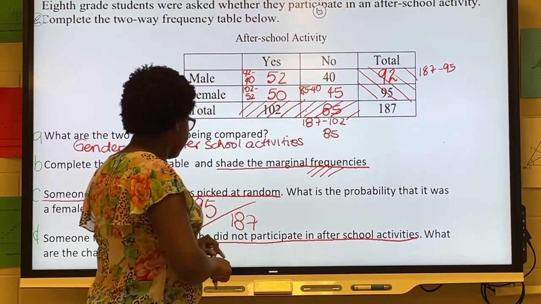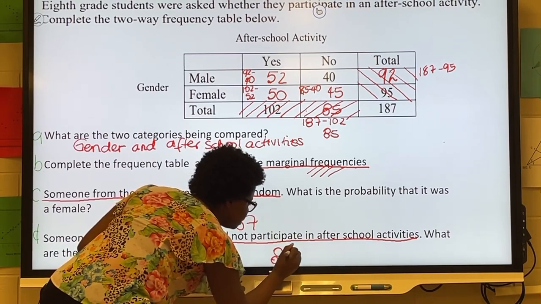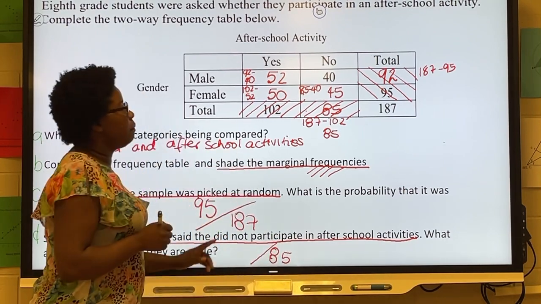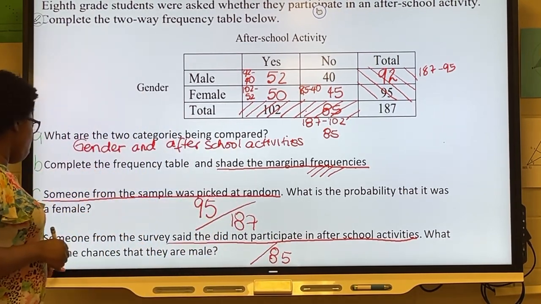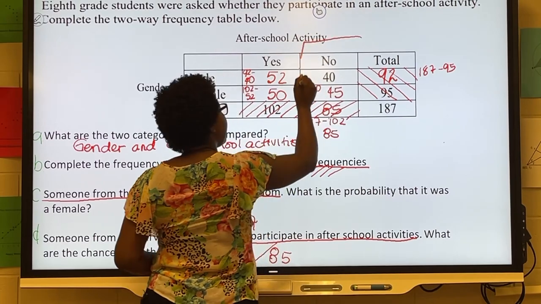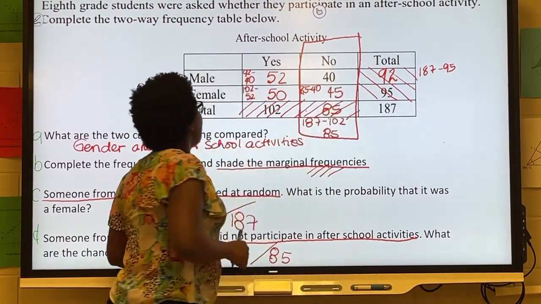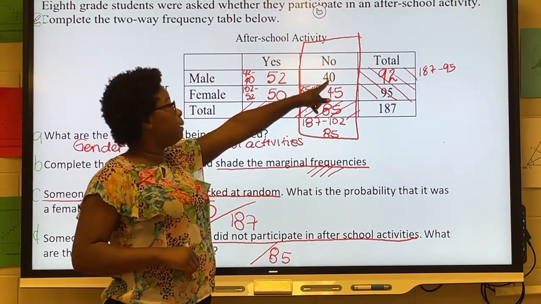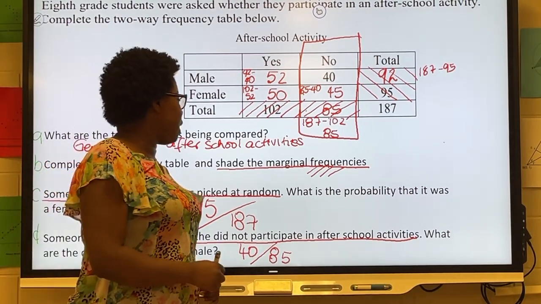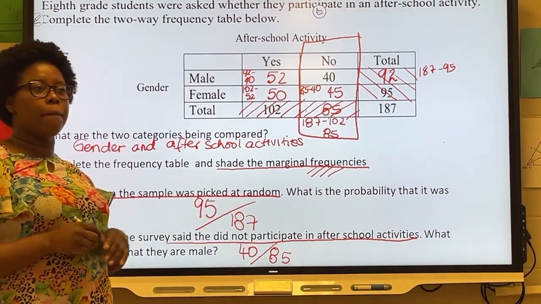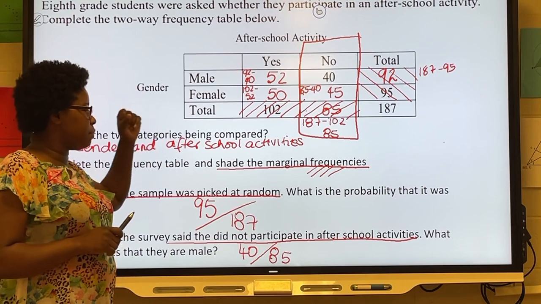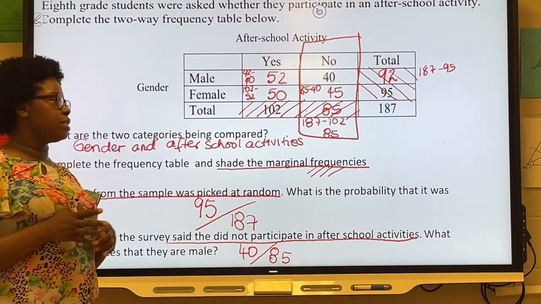So we see a total of 85 people who said they did not participate. A total of 85 people. From the 85 people, we want to know what is the chance that they are male. So from the 85 people, which is this group right here, what's the chance that they're male? A total of 40 people are male. It's going to be 40 out of the 85. Alright, so I'm going to go in more depth with these probability related questions. But for this video, we just completed our two-way table and we answered some probability questions that follow.